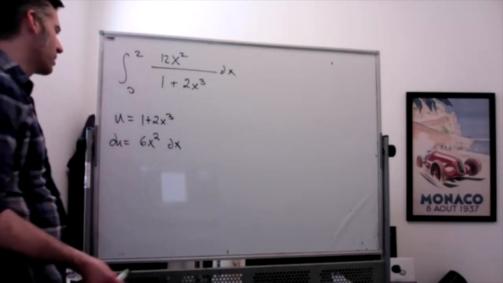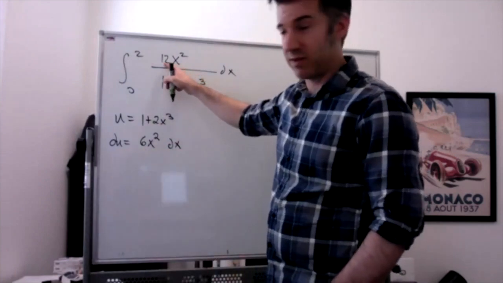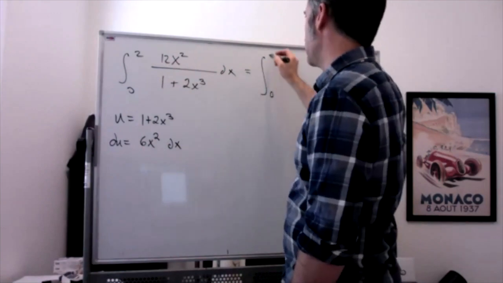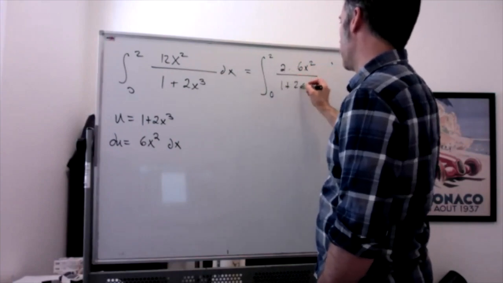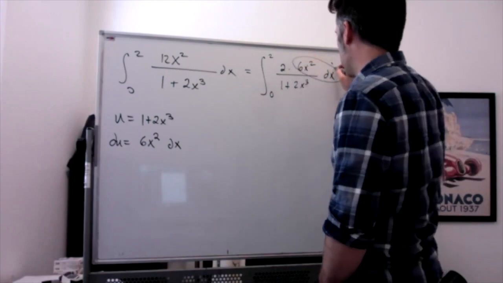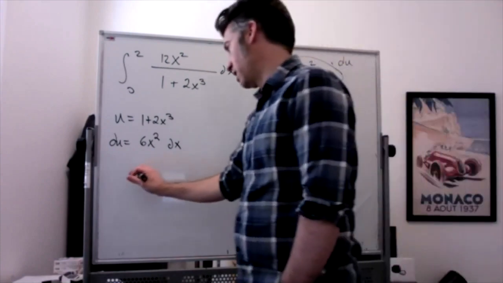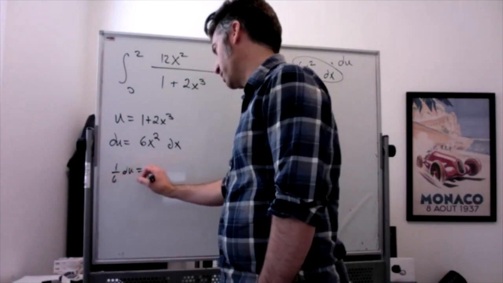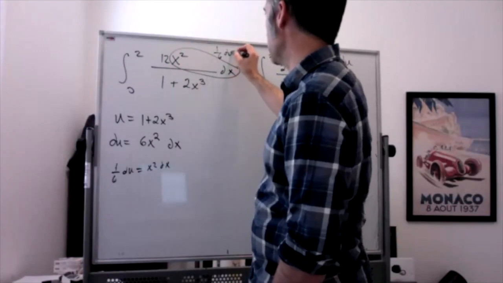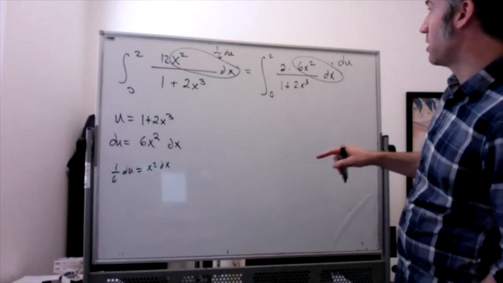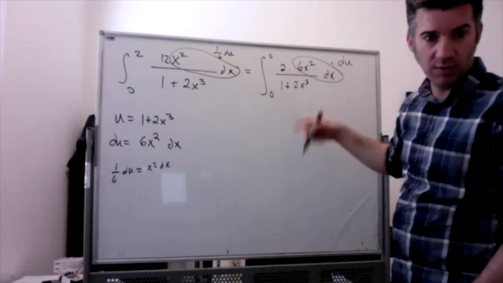In this case, instead of dividing by 6 here, since I see 12 has a factor of 6, I might rewrite this integral as the integral from 0 to 2 of 2 times 6x squared over 1 plus 2x cubed dx. And just say, oh, look, there's my du. That's a perfectly legitimate thing to do. If you don't like that, though, you could also just say 1/6 du is equal to x squared dx. And then this x squared dx would be 1/6 du. Either way, you're going to get 12 times 1/6 is going to be 2 du.